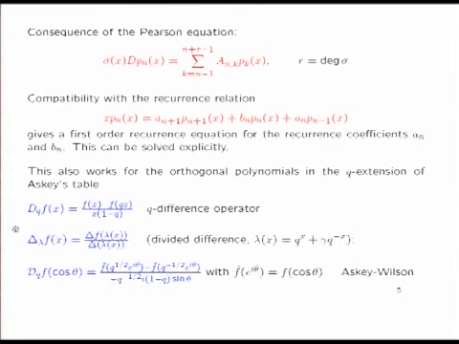A consequence of that Pearson equation and some simple methods of integration by parts or something like that is that you can actually have some formula for the derivative or the difference of the orthogonal polynomial times sigma. It can be expressed as a finite sum of previous polynomials.